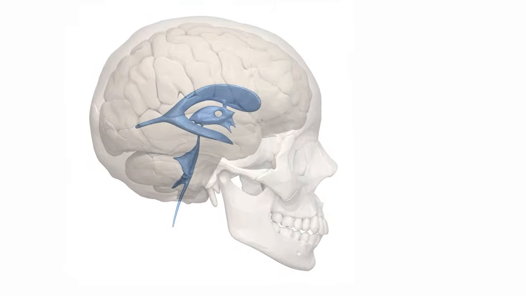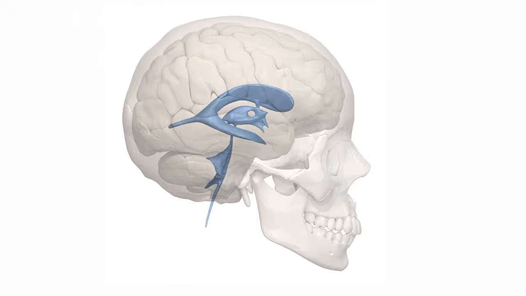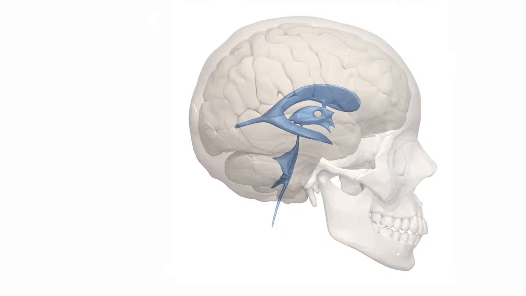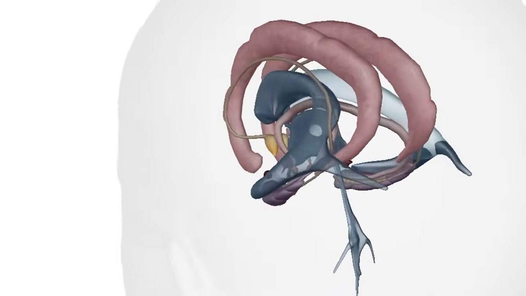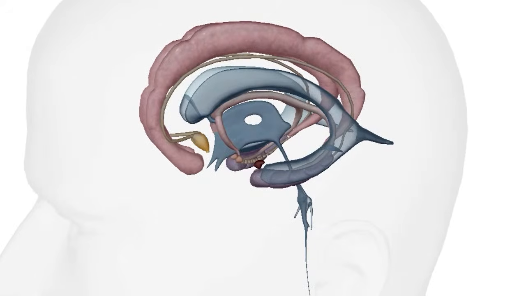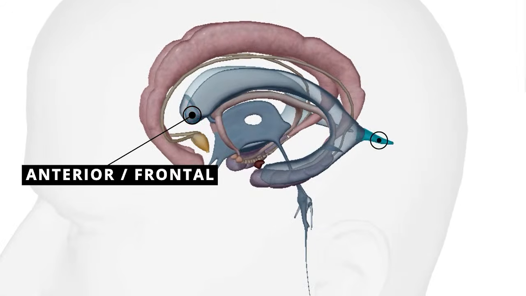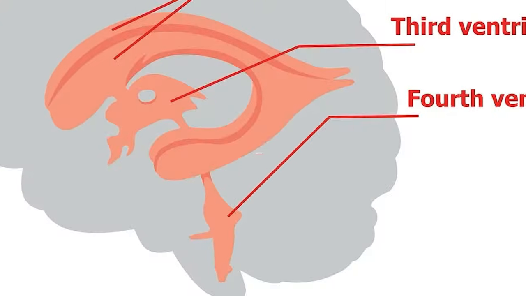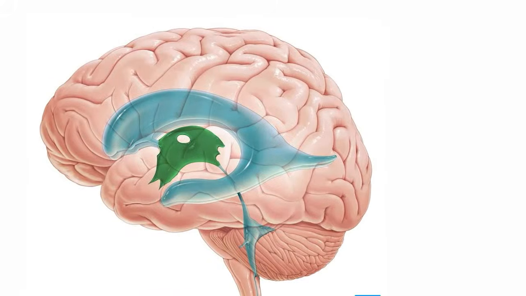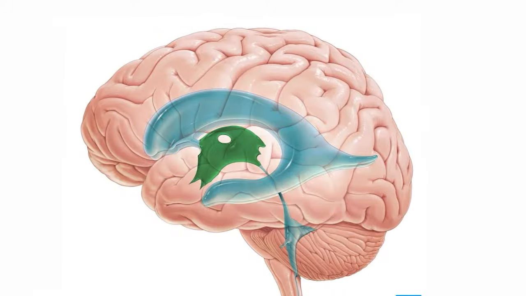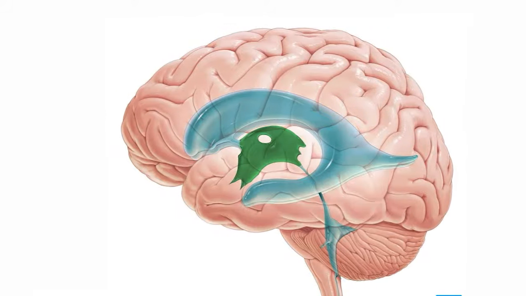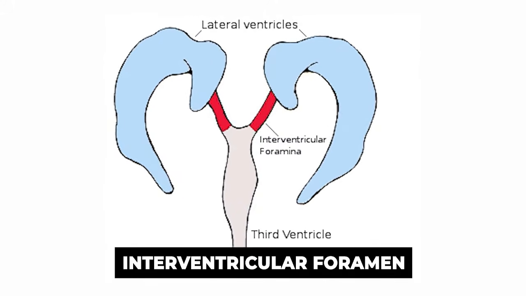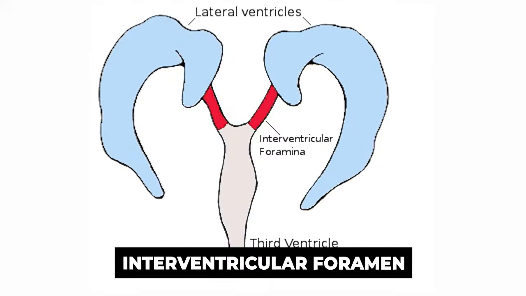These are the largest of the ventricles and are found within each hemisphere of the cerebral cortex, having a curved, horseshoe-like shape. Each lateral ventricle consists of a central body and three protruding horns: the anterior or frontal, posterior or occipital, and inferior or temporal horns. Third ventricle. This is a narrow, funnel-shaped cavity located in the midline, between the left and right thalamus. It's connected to each lateral ventricle by the interventricular foramen or foramen of Monro.